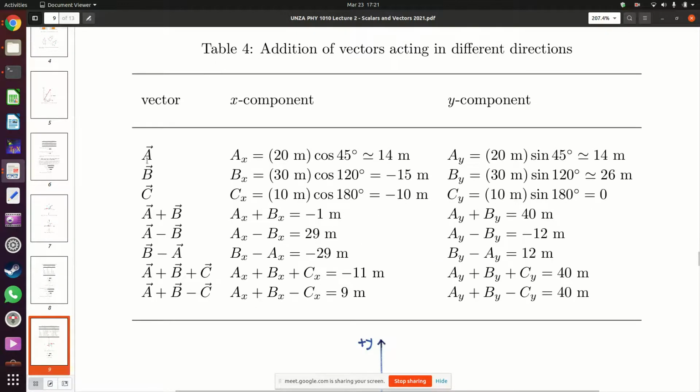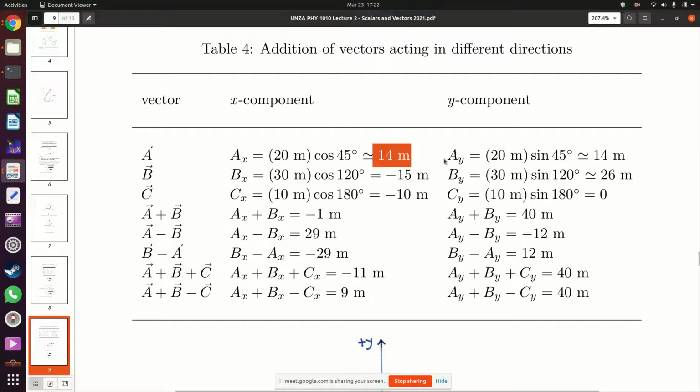So we have vector A, this one. The x component of vector A is how much vector A is along the x-axis. So what do we know about vector A? We know that the size of vector A is 20 meters and the angle it makes with the positive x-axis is 45 degrees. So Ax is 20 meters multiplied by cos 45 degrees. That gives us approximately 14 meters. That's how much vector A is along the x-axis.